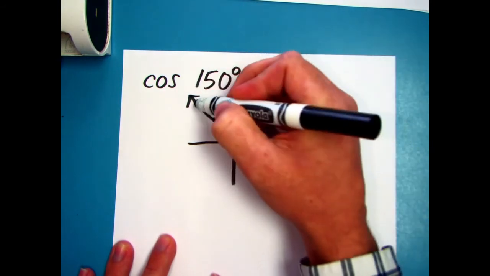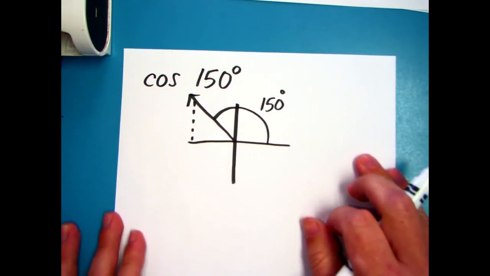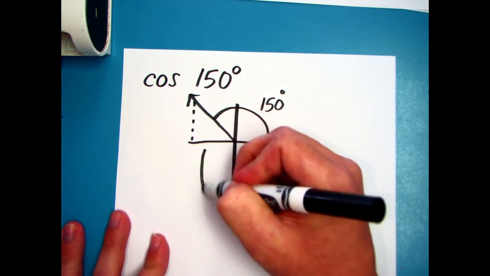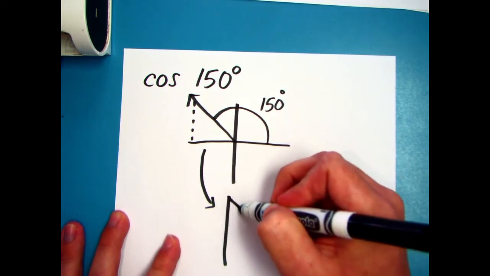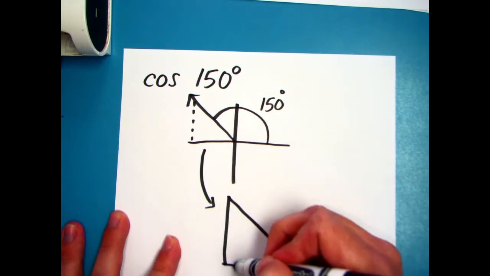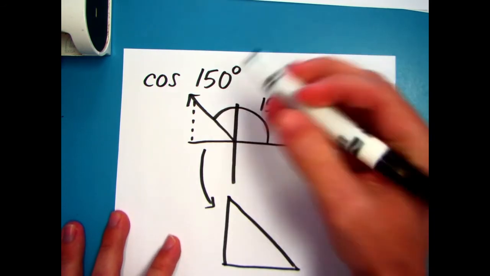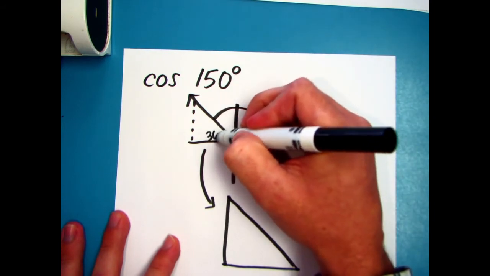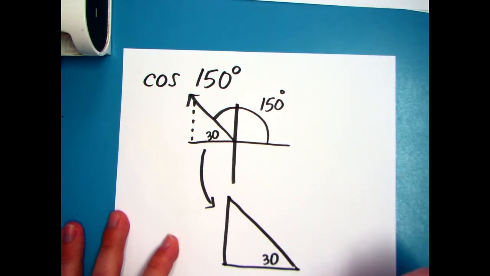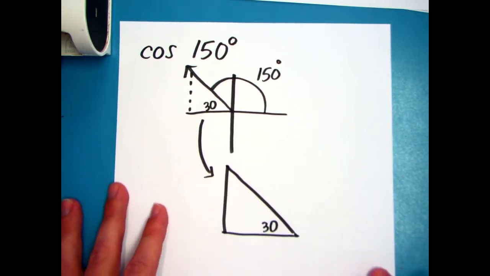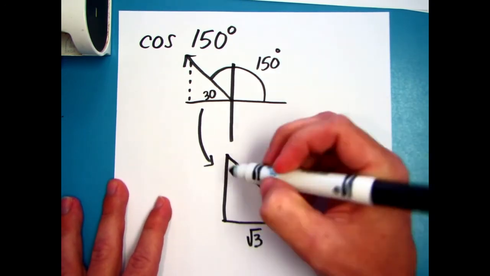Step 2 is to complete the triangle so that one side of the triangle is touching the x-axis. Step 3 is to export that triangle in the same orientation. So here I am redrawing the triangle in the same orientation. My innermost angle is 30 degrees. That's because my original angle 150 was 30 degrees short of 180 degrees.